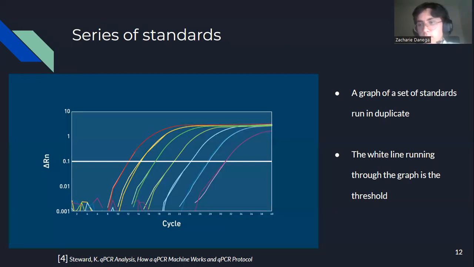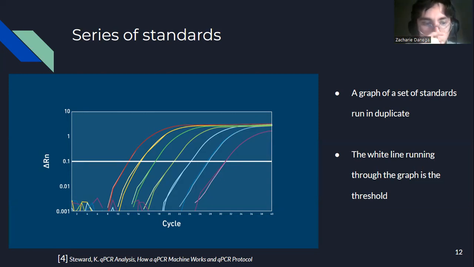So here's something you typically get from a quantitative PCR experiment. This is a graph of a series of standards, a set of standards in duplicate. The white line running through the graph is the threshold. The stuff you see at the bottom is the background noise.